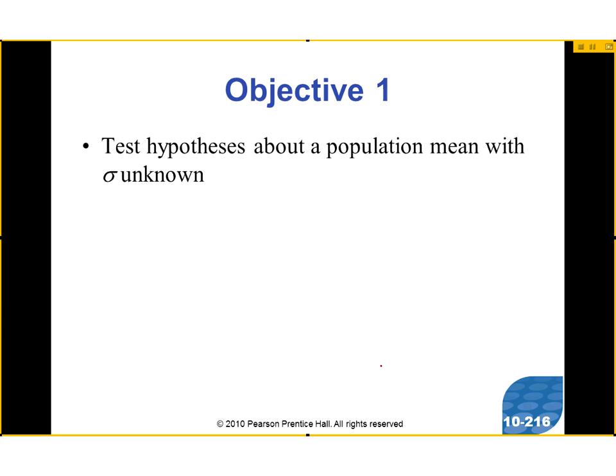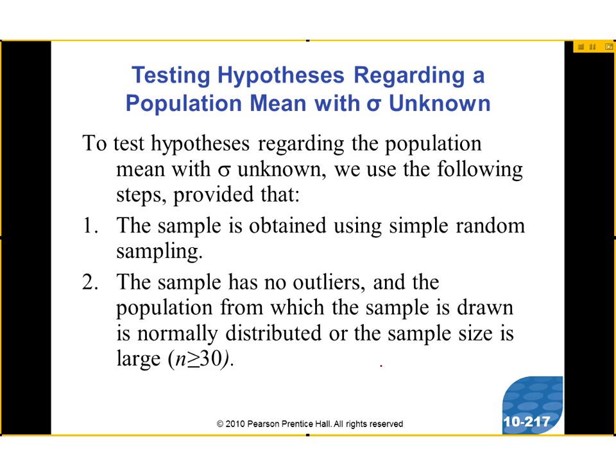So let's test hypotheses about a population mean with sigma unknown. Here are some things that have to be true. The sample is obtained using simple random sampling, so they may throw that into a problem. You want to make sure that you've done that. The sample has no outliers, and the population from which the sample is drawn is normally distributed, or the sample size is larger than 30. So they're going to need to say, or you're going to have to make sure, that the population from which that sample is drawn is normally distributed, or they're going to have to give you a sample size of greater than or equal to 30.